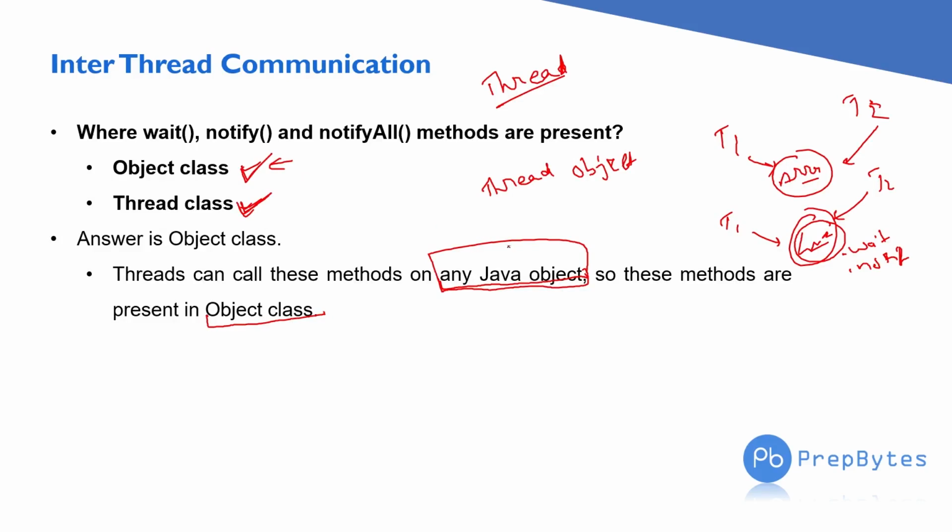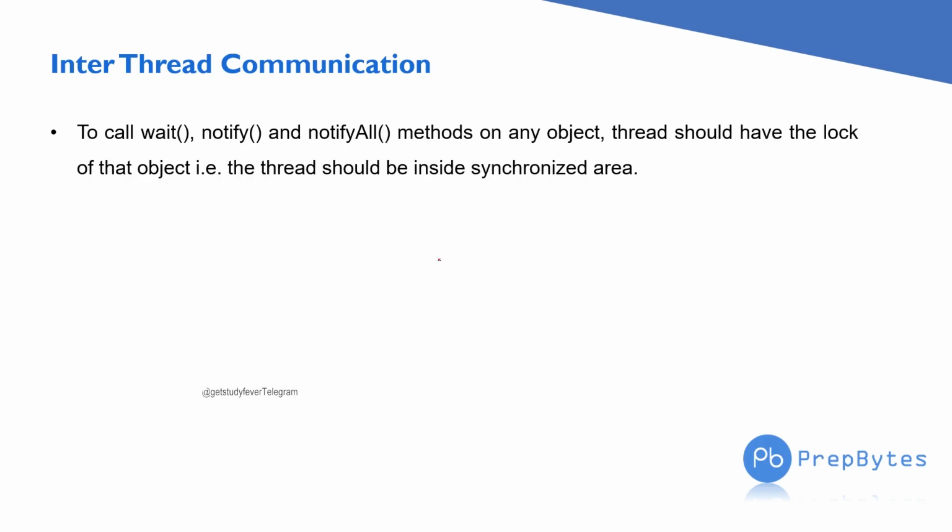Because threads can call these methods on any Java object, whether it is an array list, linked list, priority queue, anything. So these methods are present in the Object class, okay, not in the Thread class. Fine.